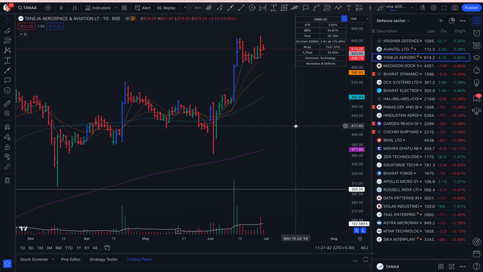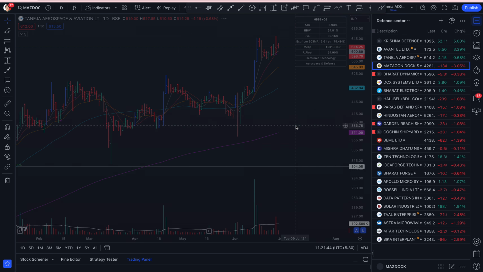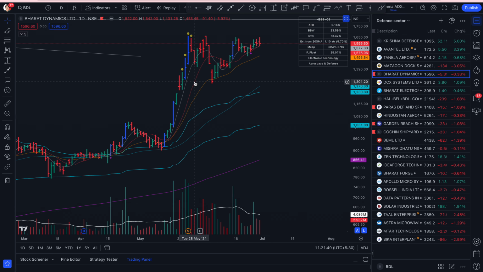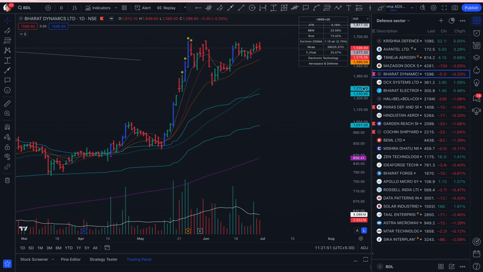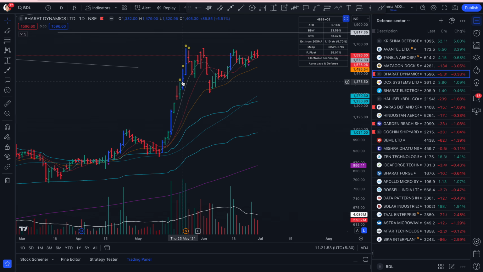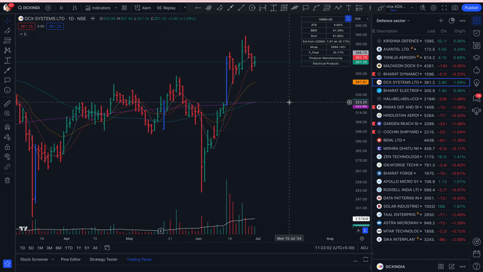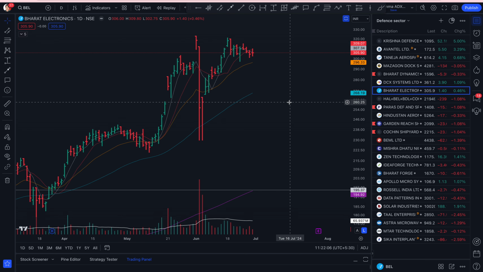Taneja mein nahi fire kiya. Some more examples I'd like to show. Yeah, so BDL started firing here. Again, if the extension indicator fires, that doesn't mean you have to cut the trade. It just means that it is getting more and more extended, and your gains might not move up more now.